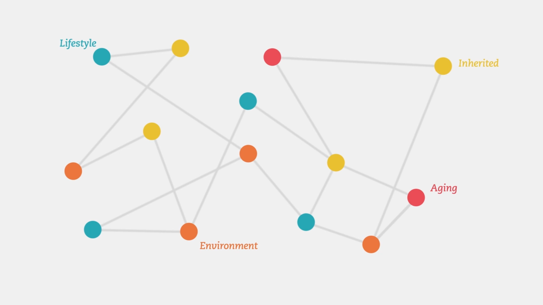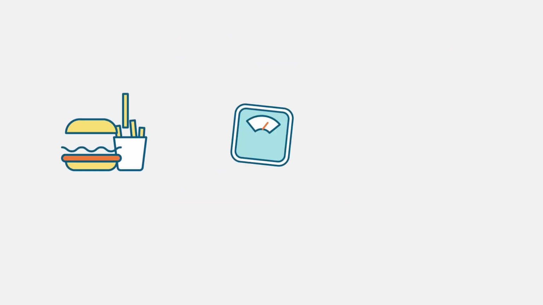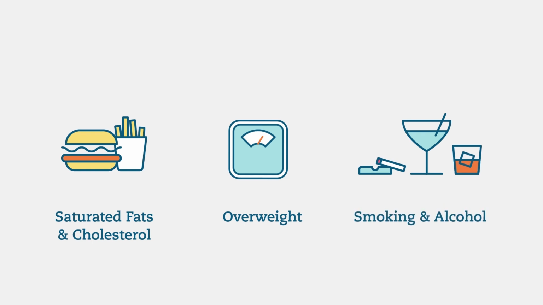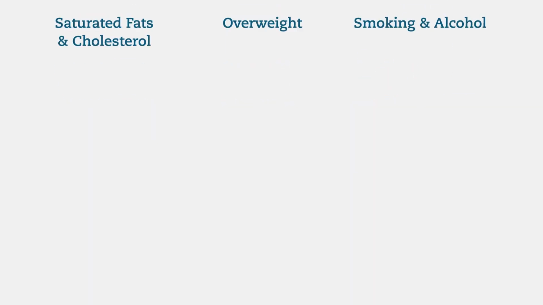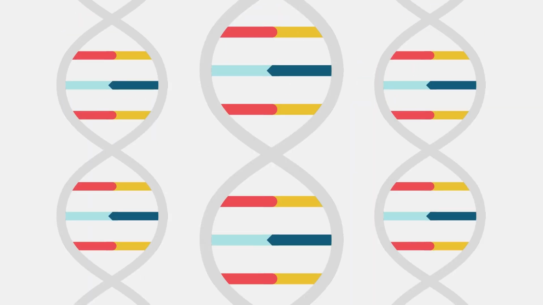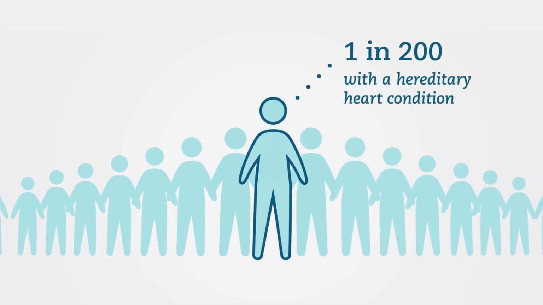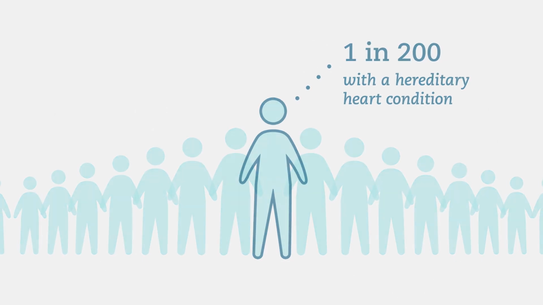Most cases are caused by a combination of lifestyle choices, like eating foods high in saturated fats and cholesterol, being overweight, smoking, or drinking too much alcohol. But some cases of heart disease are caused by genetics. It's estimated that 1 in 200 people have a heart condition with a genetic basis.